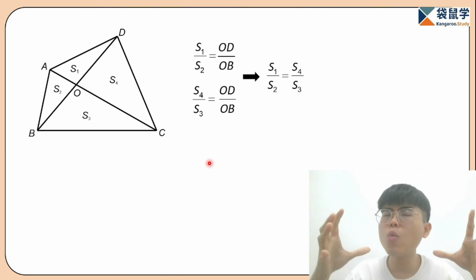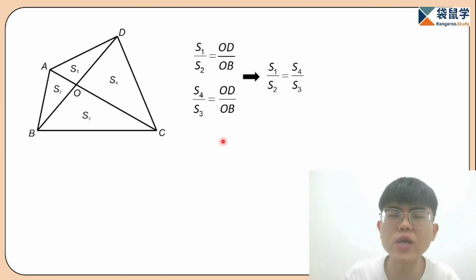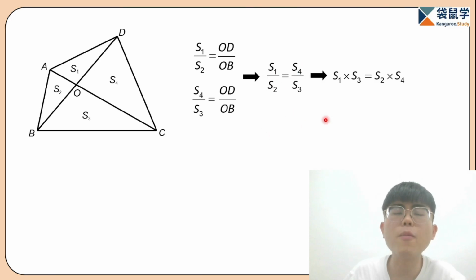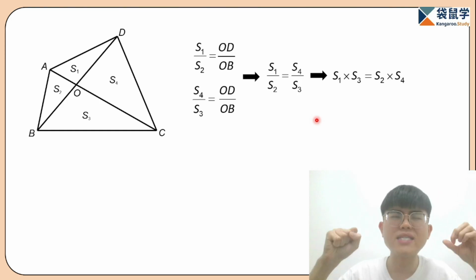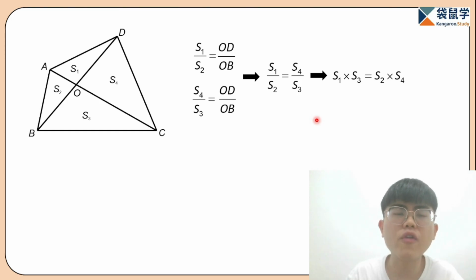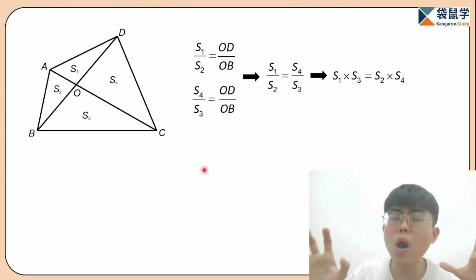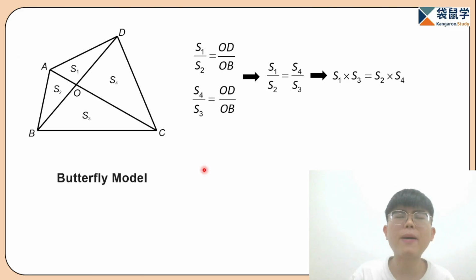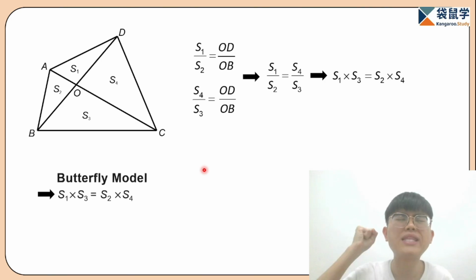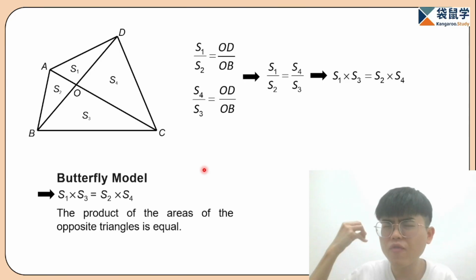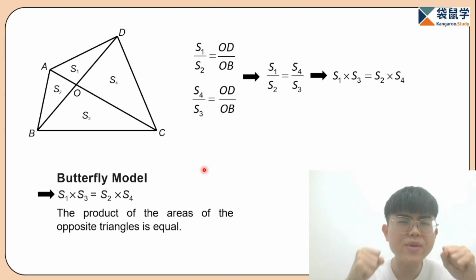In this case, if we do not want to write in the form of a fraction, we can also try cross multiplication here. We will get that S1 times S3 is equal to S2 times S4. In other words, the product of the areas of the two opposite triangles, S1 and S3, is equal to S2 times S4. And everyone, this model right here is what we so-called the butterfly model. So in the butterfly model, we have come up with the conclusion that S1 times S3 is equal to S2 times S4. In terms of words, the product of the areas of the two opposite triangles will be equal.